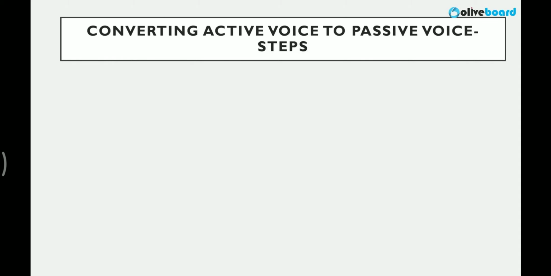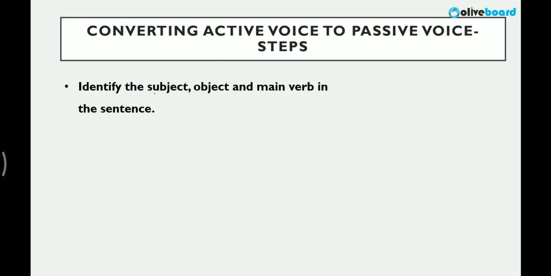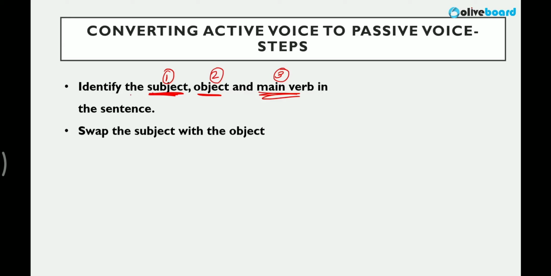Let's look into that. Basic steps when we convert active to passive voice. First, whenever you get a sentence, identify these three: the subject, what is the object of the sentence, and third, what is the main verb. Try to identify these three. This is the first step. Second step is swap the subject with the object. I'll show you with an example. Where you put the subject in the sentence, just swap it. When you swap it, object will come first, then the verb, then the subject, right?